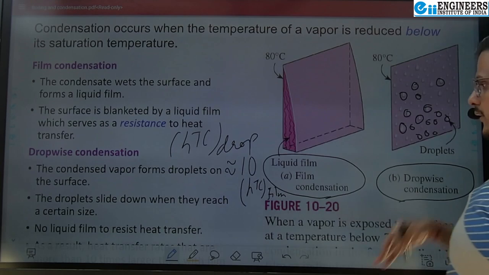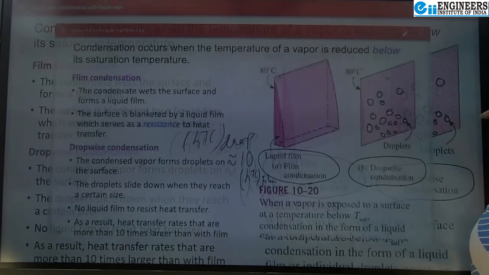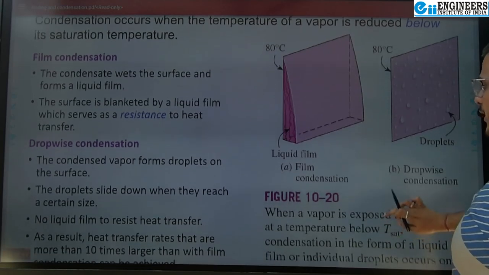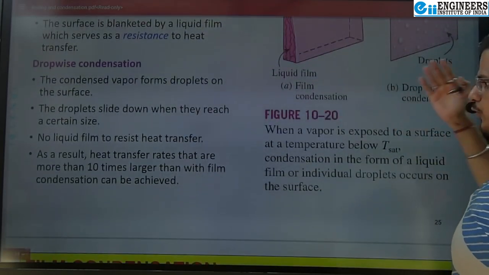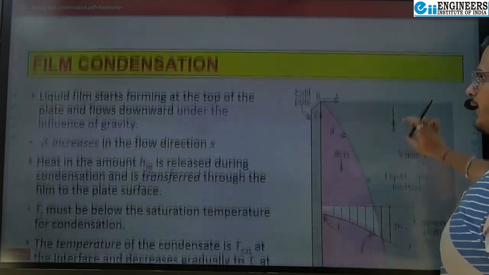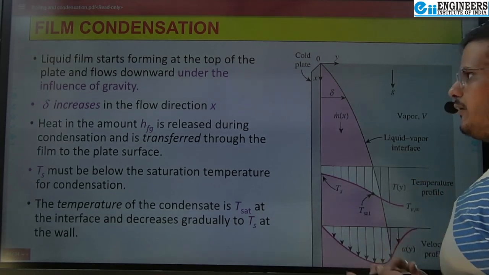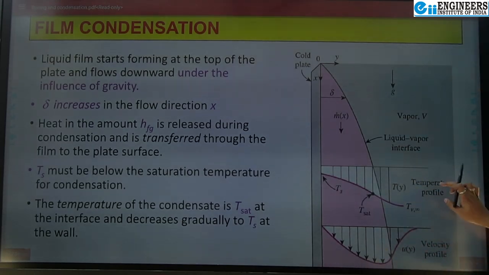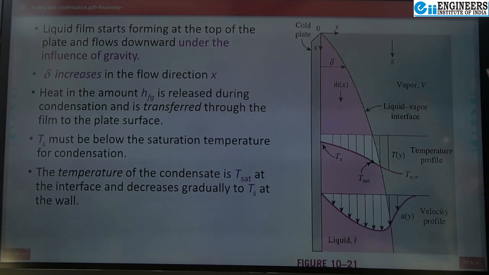So the heat transfer coefficient is higher for droplet condensation as compared to film-wise condensation. So let's discuss film condensation as a whole. This is a perfect example of a film that is being formed on a surface.